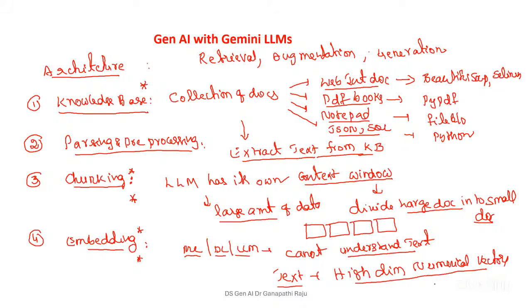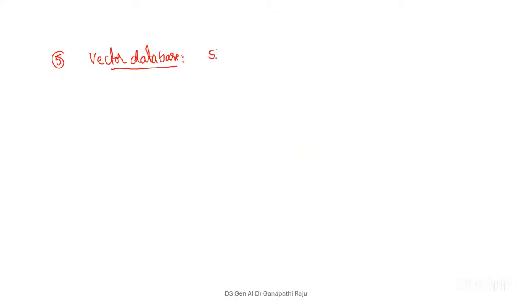Step, the fifth step in RAG architecture, is called vector databases. So what is the purpose of vector databases? Here, whatever high dimensional numerical vectors are there, they will be stored. Vector databases are used to store high dimensional numerical vectors.